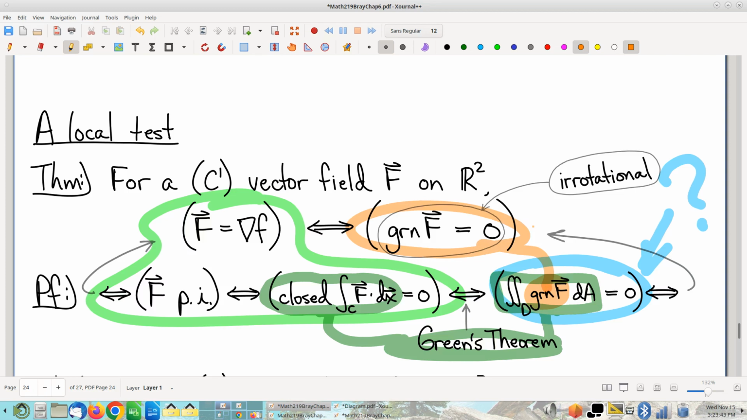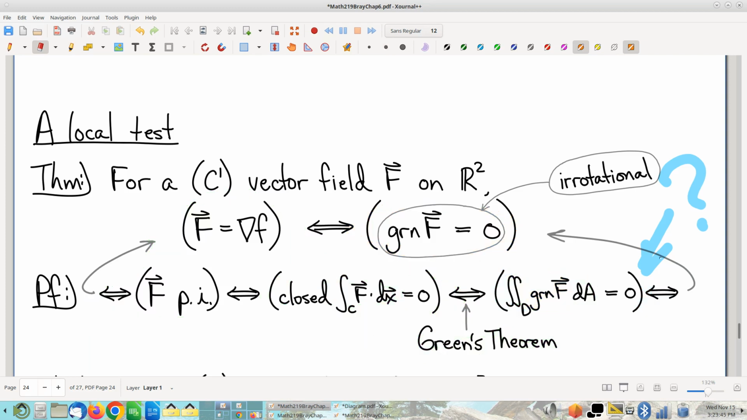Okay, so I think this is a wonderful theorem, very convenient. We're going to do some examples in just a minute. I want to give you a couple more things before we move on. First of all, this term right here, Green's operator being zero, is sometimes referred to as the vector field being irrotational. I think this is a lovely term. I'm a fan. And let me explain why.